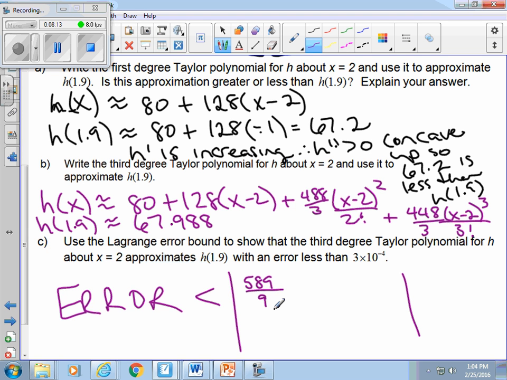1125 over 16. Someone do the same work I'm doing except with the 1125 over 16. There's just a chance it's not small enough, but yep. 1.9 minus 2 to the 4th power. Why am I doing 4th power? The next term, right? The one right after.